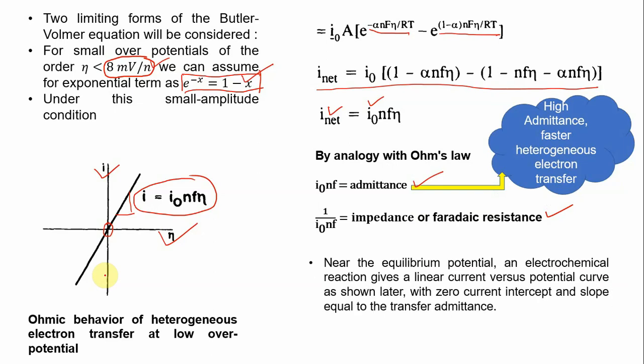Now we know that near the equilibrium potential, an electrochemical reaction gives a linear current versus potential curve, which we already showed, which is given over here. This is a linear curve and it has a zero current intercept, that is, it is passing through the origin, and this slope will give the transfer admittance.